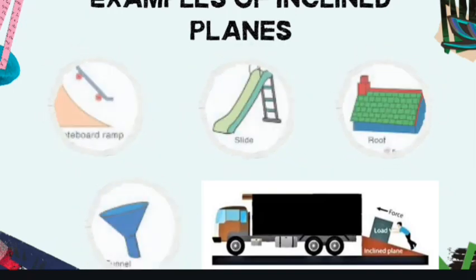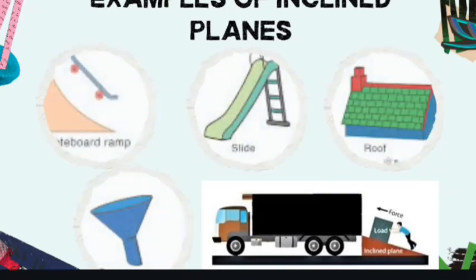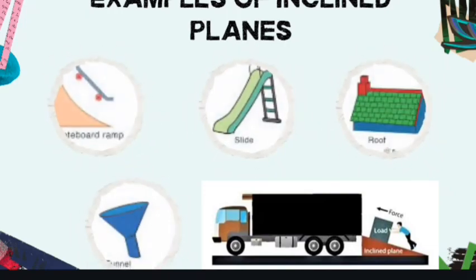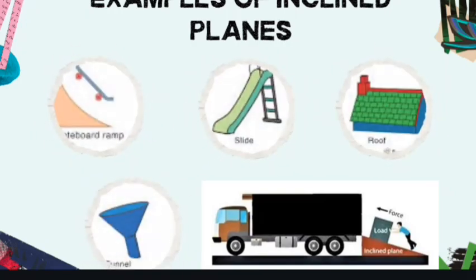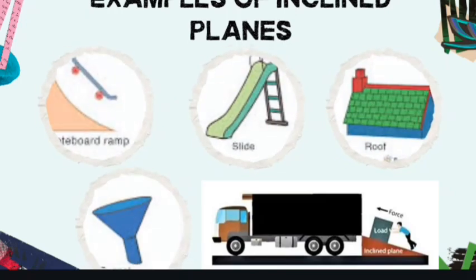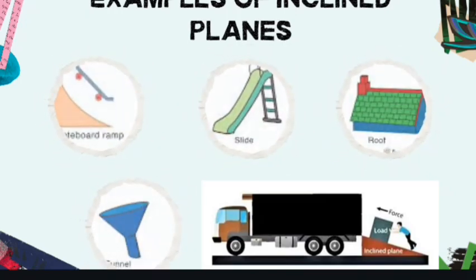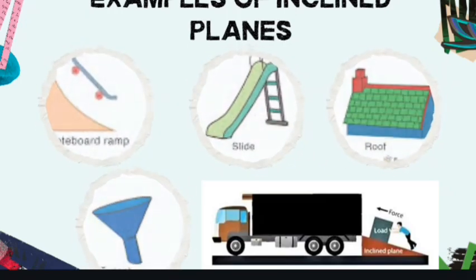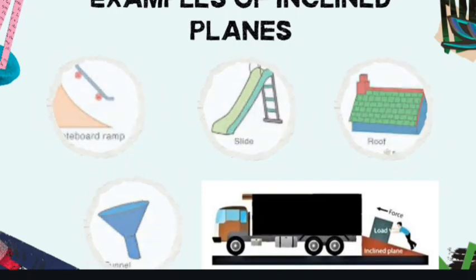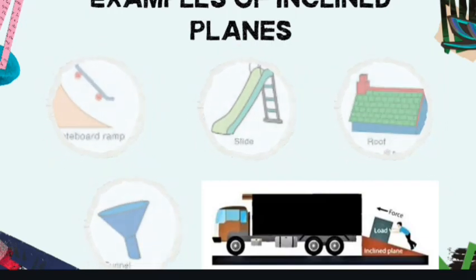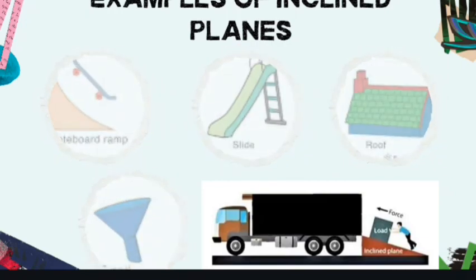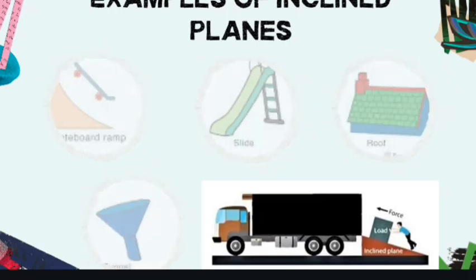Another interesting one is loading the truck. In loading the truck, you need an inclined plane to make your work easier. As you can see in the diagram, the man is pushing the load into the truck using an inclined plane. It's way faster and easier than taking up a heavy load that you probably cannot carry and might hurt yourself. So those are the examples of inclined plane.